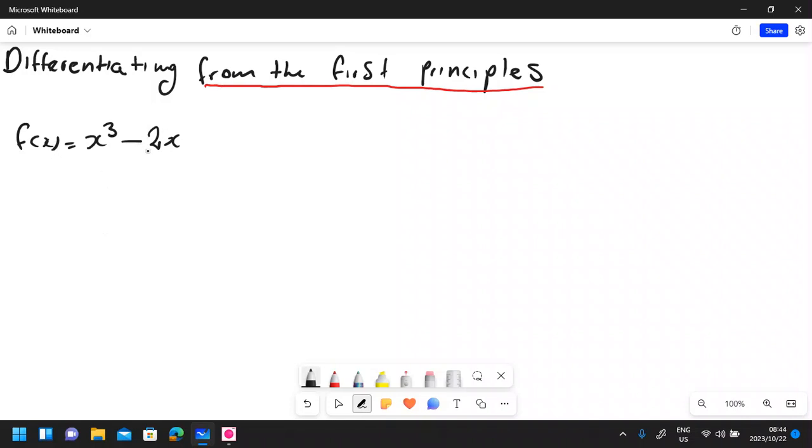Today on this video we'll be doing this function here by differentiating it from the first principle.